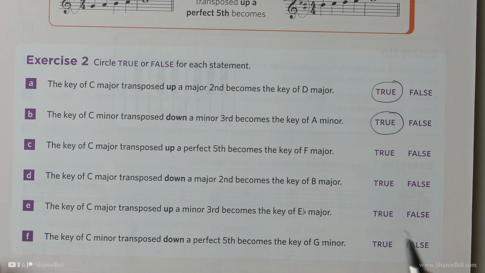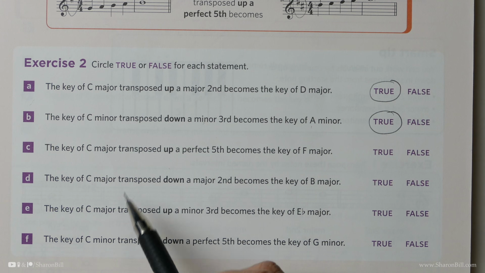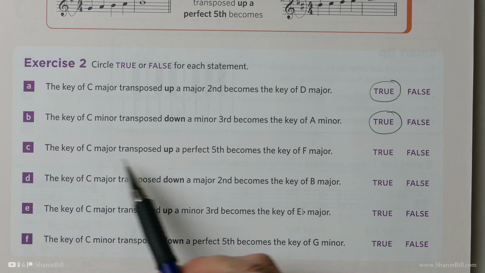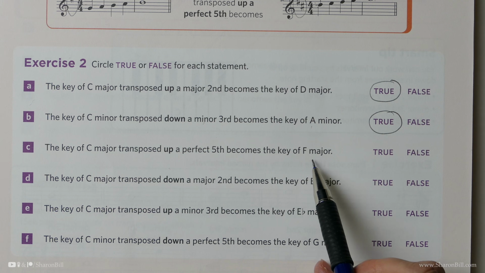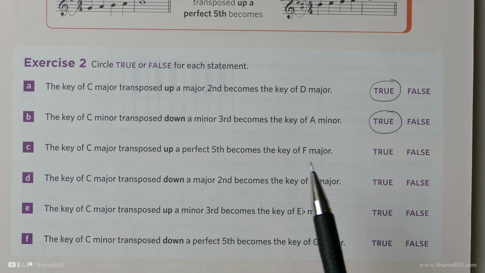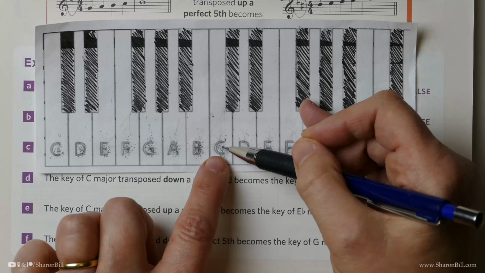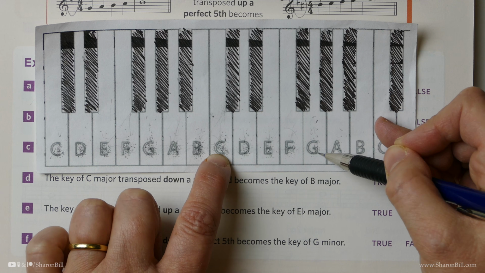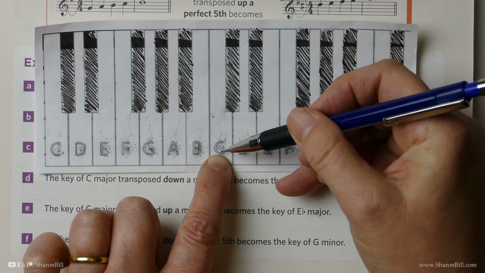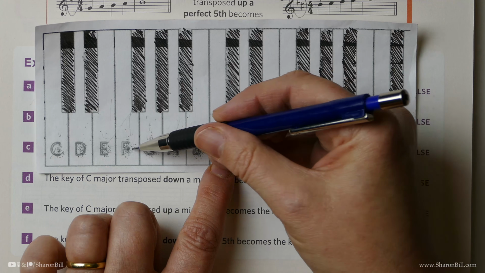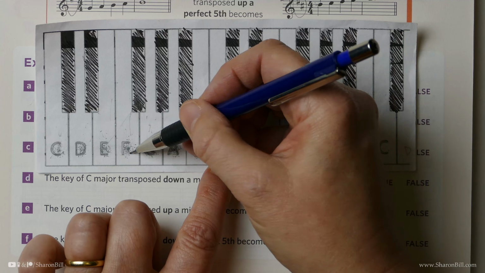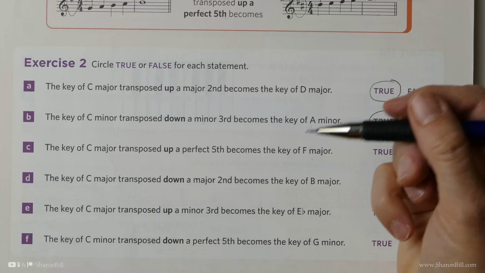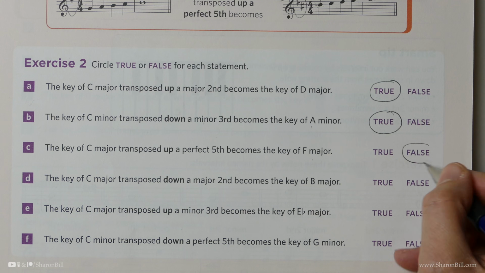Is it true or is it false that C major transposed up a perfect fifth becomes the key of F major? Well, let's count up from C. 1, 2, 3, 4, 5. No, that's not correct. It takes us to G. Actually, it's down 5. 1, 2, 3, 4, 5. And so that is false. It's taken us the wrong way.